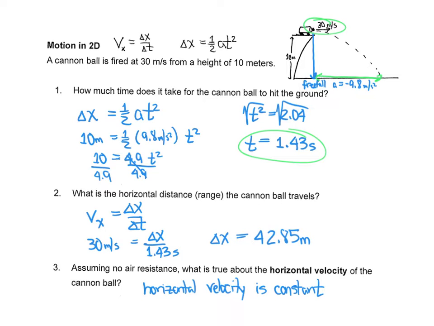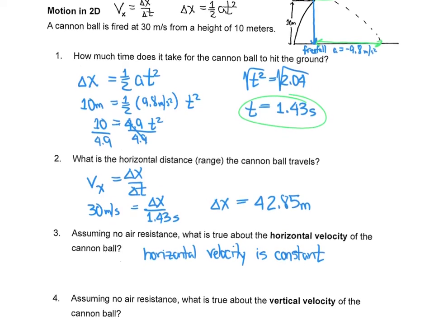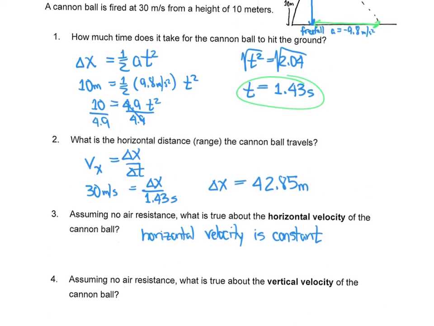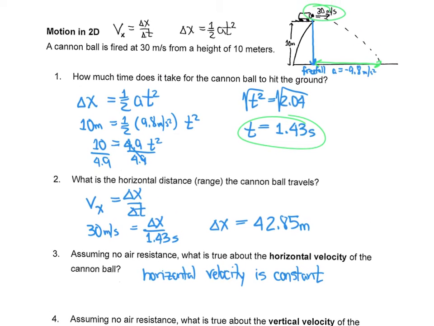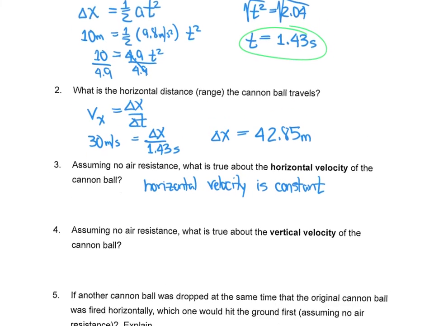All right, cool. We answered some of those other questions. We did number 3 already, right? Horizontal velocity is constant. Vertical velocity, well, hey, that's going to change, right? Because as this falls, it's in free fall, accelerating at negative 9.8 meters per second. So that is what we can put in here for this one.